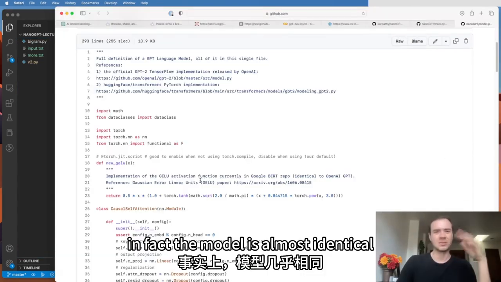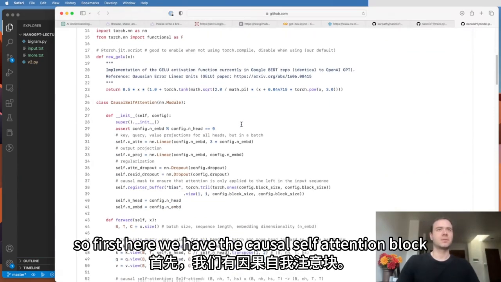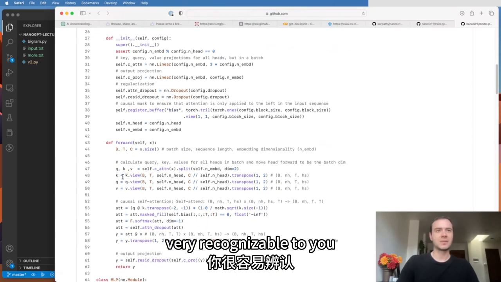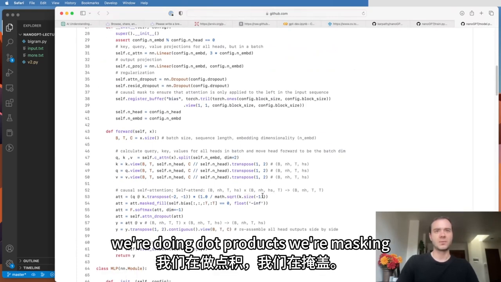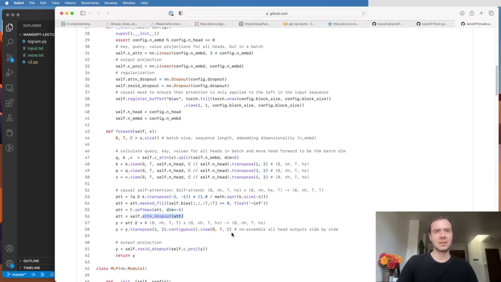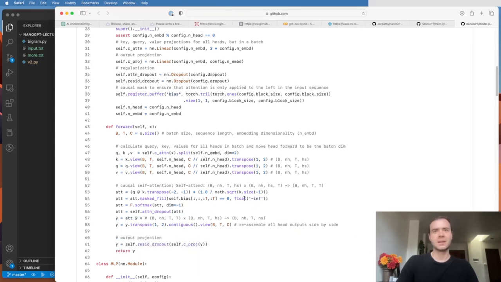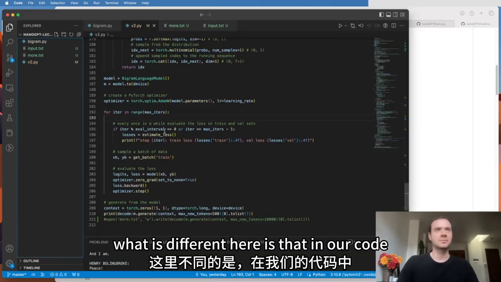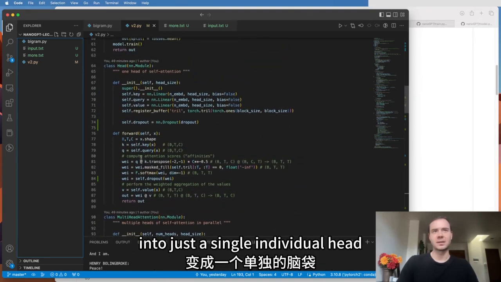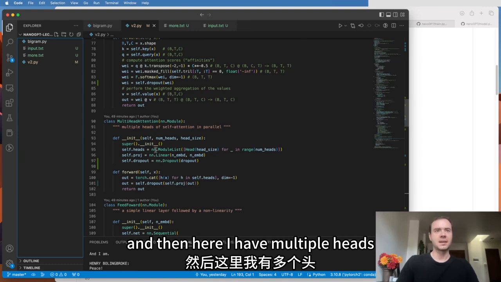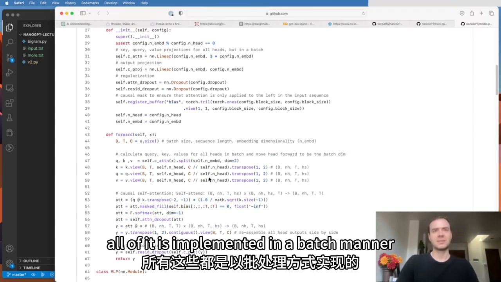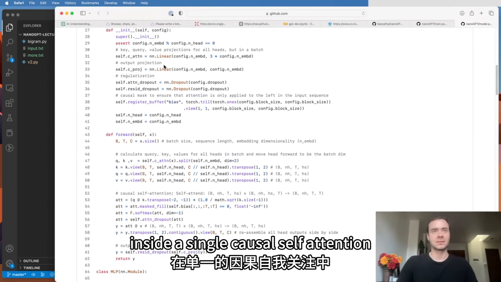In fact, the model is almost identical. So first, here we have the causal self-attention block, and all of this should look very, very recognizable to you. We're producing queries, keys, values, we're doing dot products, we're masking, applying softmax, optionally dropping out, and here we are pooling the values. What is different here is that in our code, I have separated out the multi-headed attention into just a single individual head, and then here I have multiple heads and I explicitly concatenate them. Whereas here, all of it is implemented in a batched manner inside a single causal self-attention.